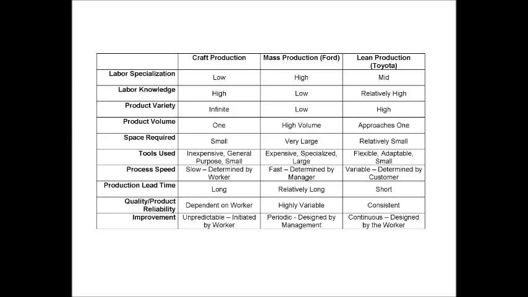It could take weeks or months to receive a product that you ordered, and that was determined again by the worker. Quality and product reliability was also dependent on the worker or dependent on the business. You would make a decision as a customer about where you would go to procure whatever product you wanted.